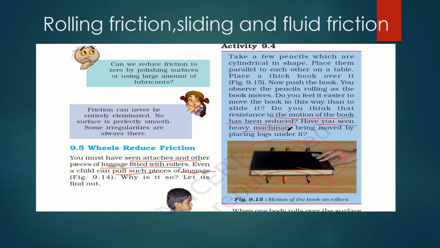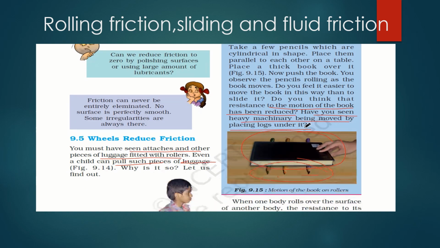Have you seen heavy machinery being moved by placing logs under it? So these are all your field experience. When you are moving out, you can see where the construction work is going on. They are using several logs to move the heavy machinery or heavy objects so that it can be moved easier, so that the friction is reduced. So how is it happening?